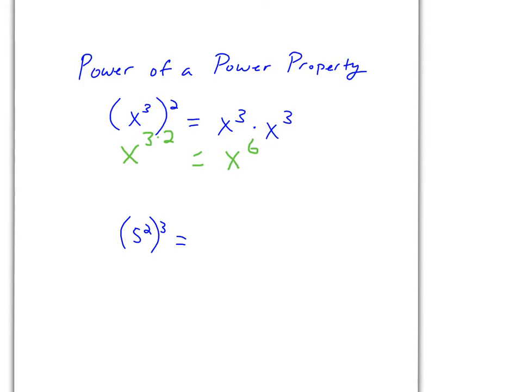So if I cube 5 squared, the property tells me I want to multiply the exponents and get 5 to the 6. If I did it the long way and just expanded it out, that would mean 5 squared times 5 squared times 5 squared. So you can see where this 5 to the 6 comes in, and that I add the exponents there. But I can shortcut that by just multiplying the exponents in this situation.